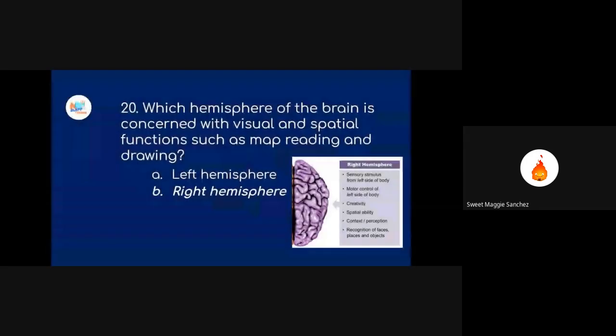And for number 20, which hemisphere of the brain is concerned with visual and spatial functions such as map reading and drawing? So, the correct answer is the right hemisphere. Yes, the creative part of the brain. So, yung serious part yung left, while yung right hemisphere ay yung creative part. Okay? It's in charge with the creativity, spatial ability, and context, perception, and recognition of faces, places, and objects.